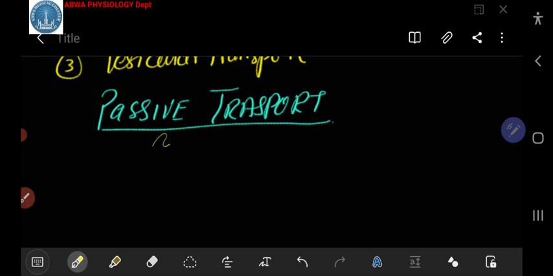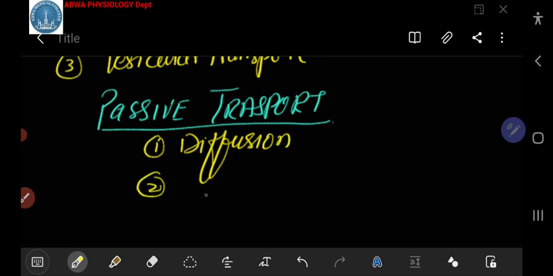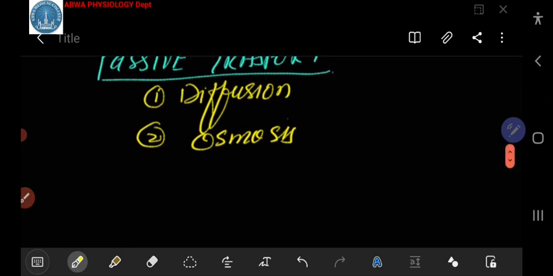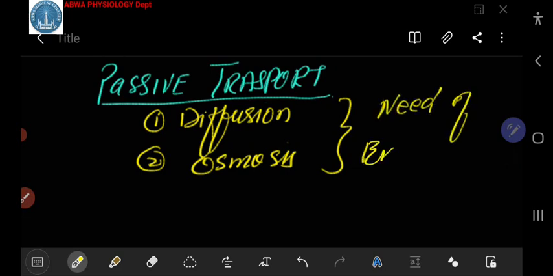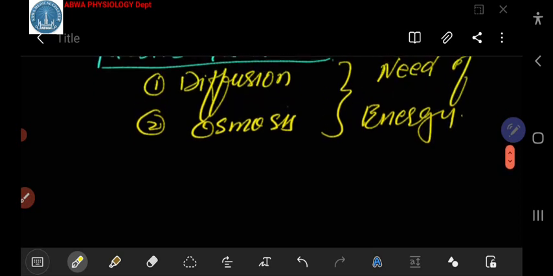It contains number one, diffusion, number two, osmosis. As I already told you, passive transport is where there is no requirement or need of energy. We'll start with diffusion.